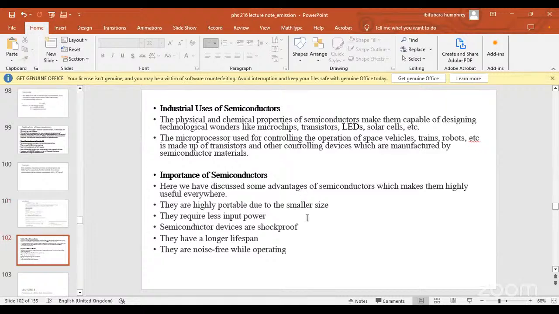Some industrial uses of semiconductors, we've mentioned some of them: microchips, transistors, LED, solar cells, space vehicles, trains, and robots.